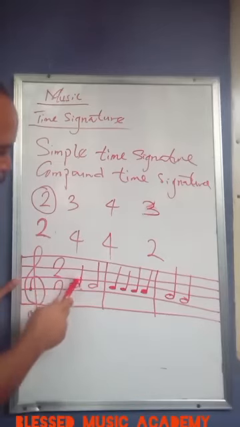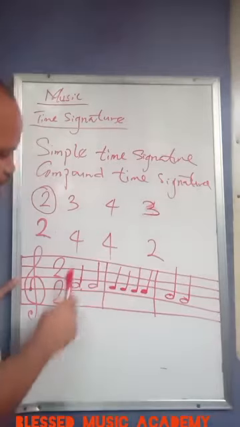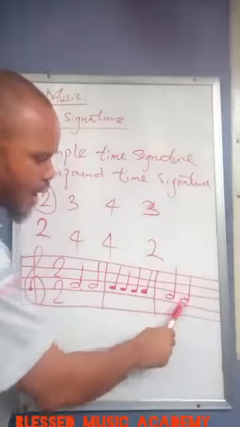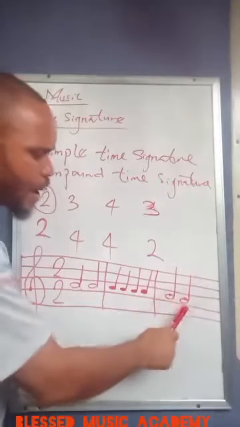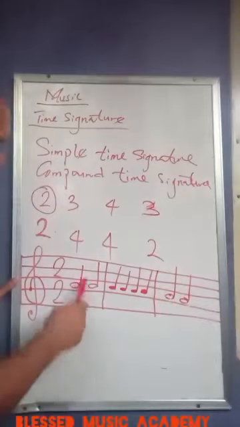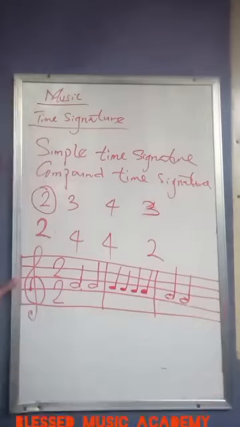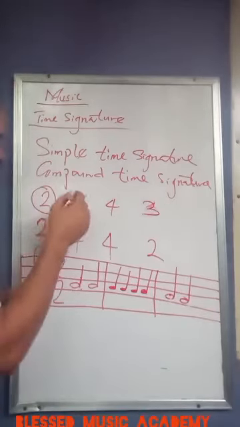So you have 1, 1, then half, half, half, half, 1, 1, and so on. That is the interpretation of this 2/2. Same thing as 3/4.